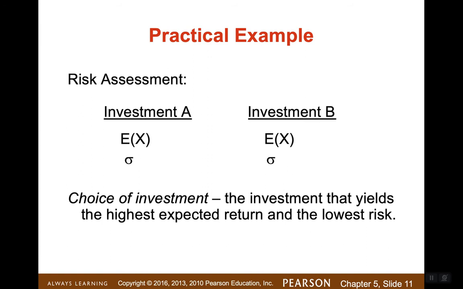Now we can use this in a couple of different ways. One way is as a means of doing a risk assessment. So we'll use the case where we have two investments, investment A and investment B. Both have an expected value. Both have a standard deviation. And what we want to do is select an investment that yields the highest expected return and the lowest risk.